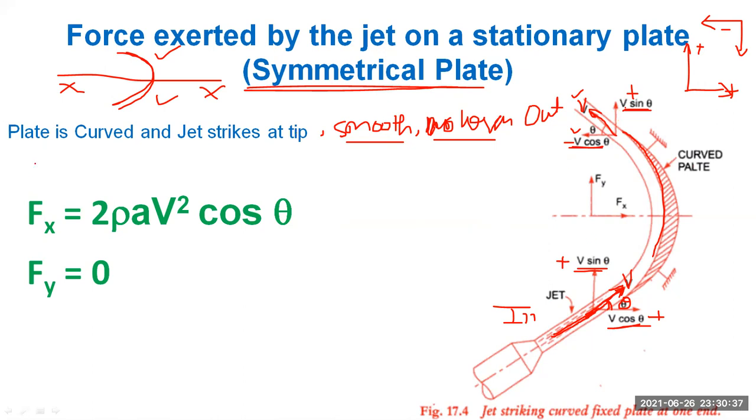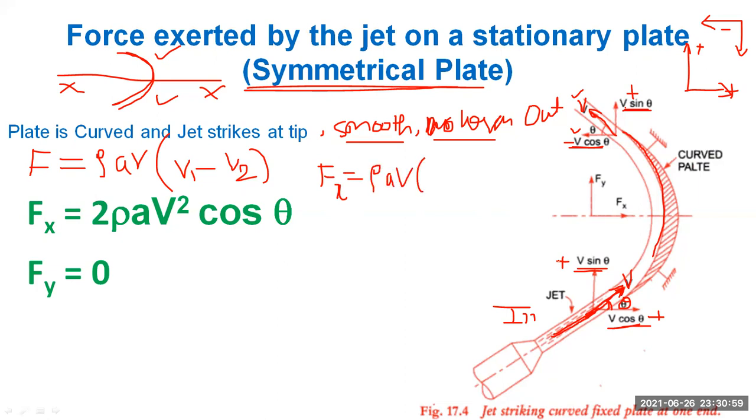So let us just apply the impulse momentum equation. The impulse momentum equation is F is equal to rho a v into (v1 minus v2), that is nothing but the initial velocity minus the final velocity. So first let us apply it for the x direction. We'll calculate the force along x direction. So it is rho a v into v1. You can see we have to consider only the horizontal component. We are calculating force along x. So the x component is v cos theta.